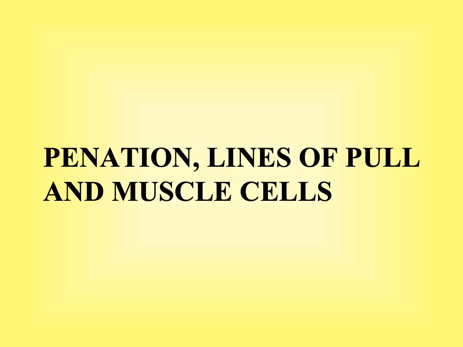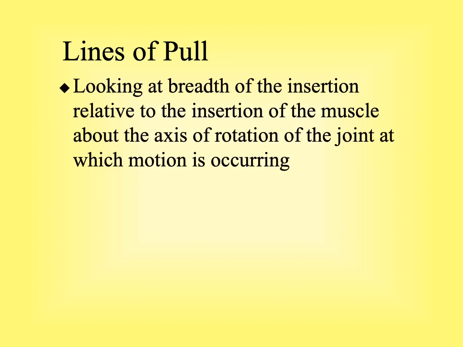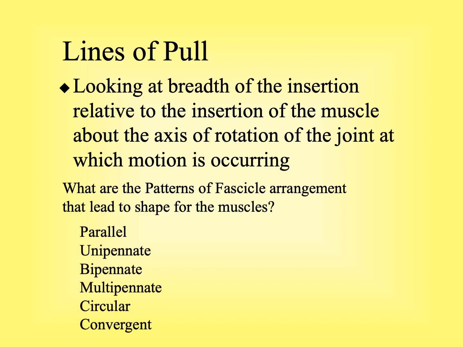So we're going to continue on here looking at the patterns of pronation, the lines of pull, and the muscle cell itself. When we're talking about lines of pull, we're talking about how each of the insertion points interact with the axis of rotation at the joint, in which the pattern of the fascicle arrangements is going to lead to the shape of the muscle itself, in which we have distinct patterns of pronation that are going to dictate the line of pull that we get from that pattern of pronation, where we will have muscle pattern pronation of parallel, unipennate, bipennate, multipennate, circular, and convergent.